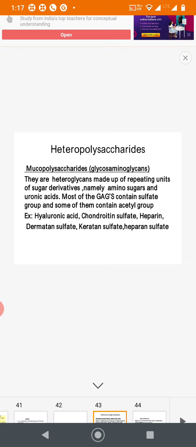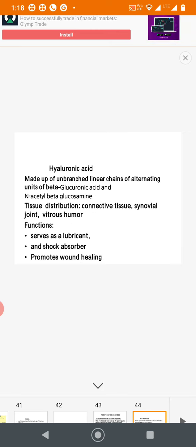These heteroglycans are glycosaminoglycans, made up of repeating units of sugar derivatives, amino sugar and uronic acid. Both are sugar derivatives. Most of the GAGs, meaning glycosaminoglycans, contain a sulfate group and some of them contain an acyl group. Hyaluronic acid, chondroitin sulfate, heparin, dermatan sulfate, keratan sulfate, heparan sulfate. Hyaluronic acid is an unbranched linear chain of alternating beta glucuronic acid and N-acetyl beta glucosamine.